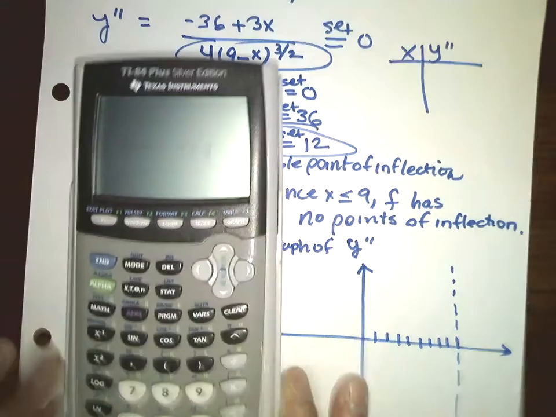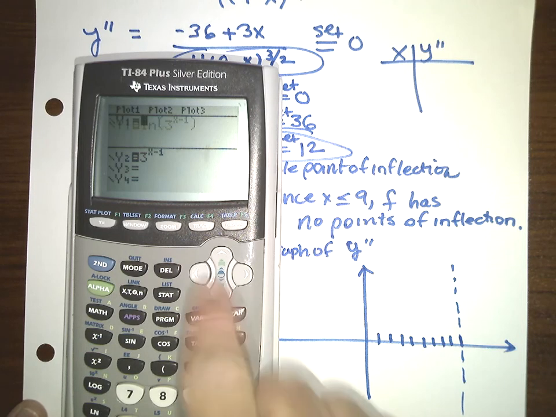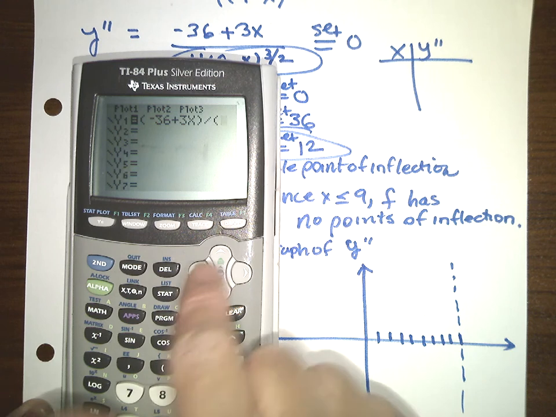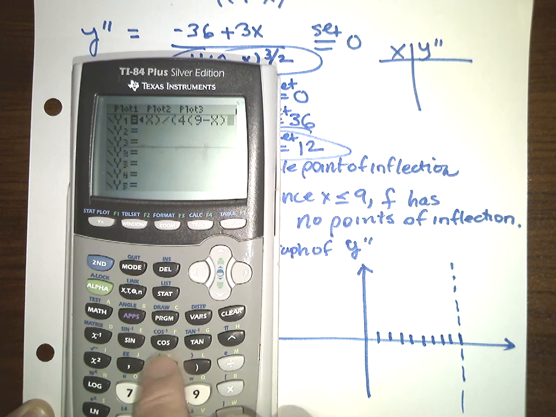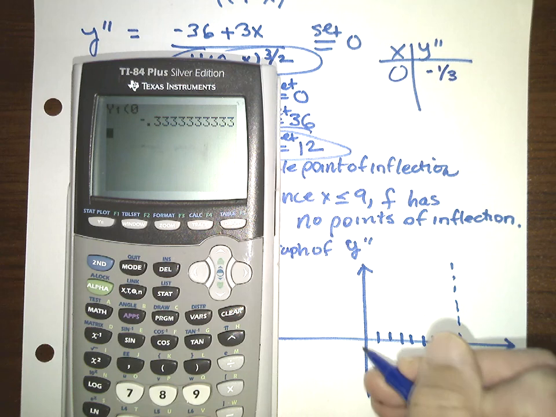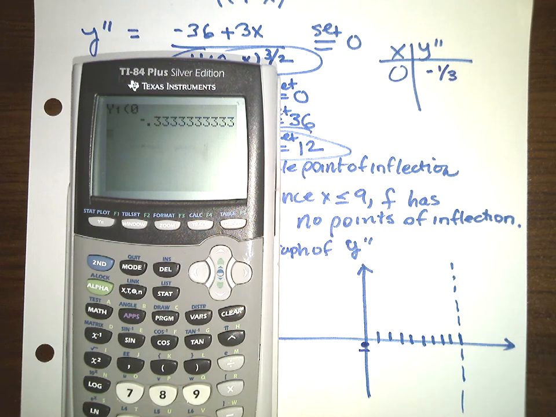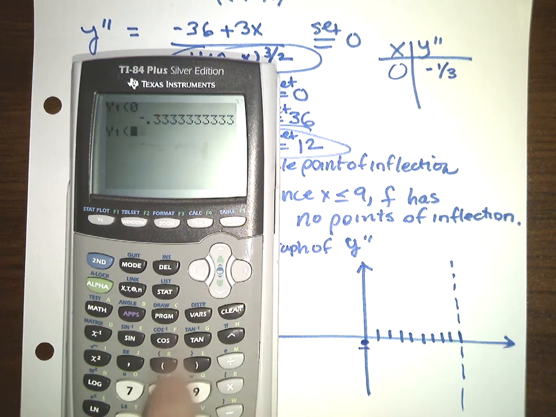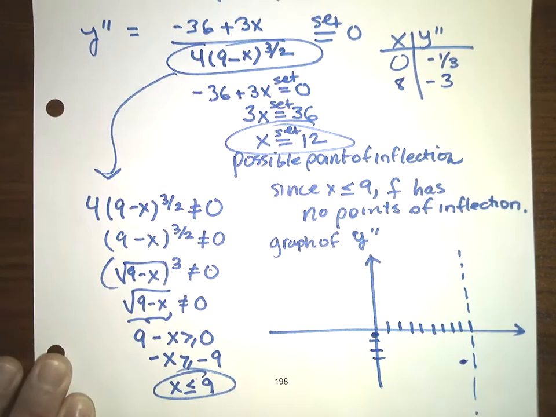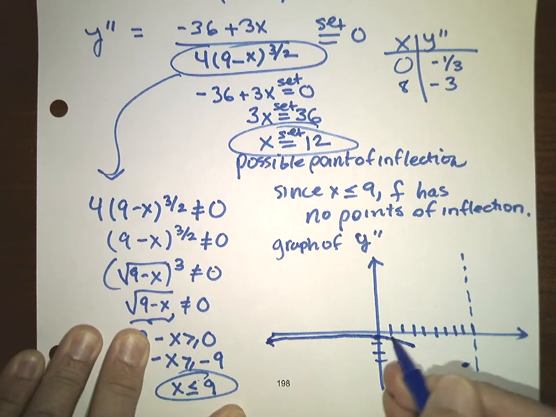Actually, I already have the values pre-calculated, but I will calculate this right on the spot. So we have negative 36 plus 3x over 4 times 9 minus x to the 3 halves power. If I want to figure out what this is at 0, I get negative a third. So here's 0, negative a third. Let's try 8. If I get 8 here, I have negative 3. So 8, negative 3. And then here's my graph. It looks like this.